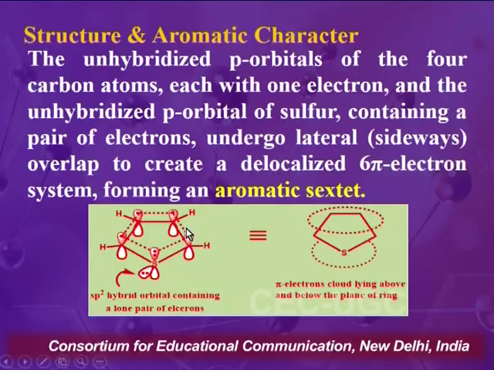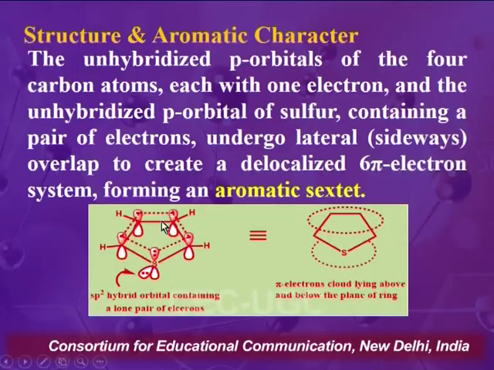You can see in this structure that each carbon atom has an unhybridized p orbital which contains 1 electron, and there is a sulfur atom which also contains an unhybridized p orbital, and that p orbital contains a pair of electrons. So, these 6 electrons will do sideway overlapping to form a 6 pi electron system: 4 electrons from the carbons and 2 electrons from the sulfur atom.